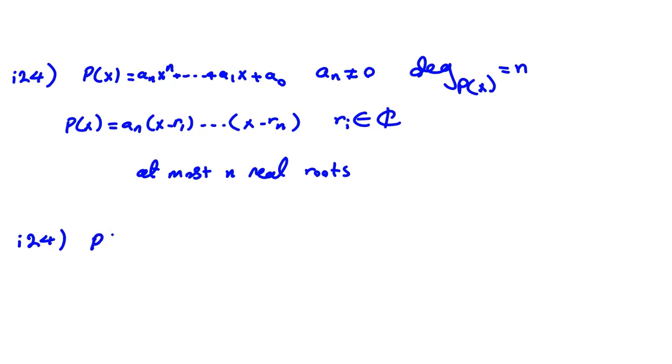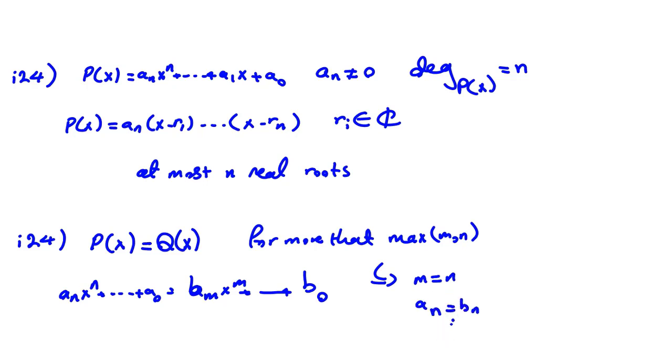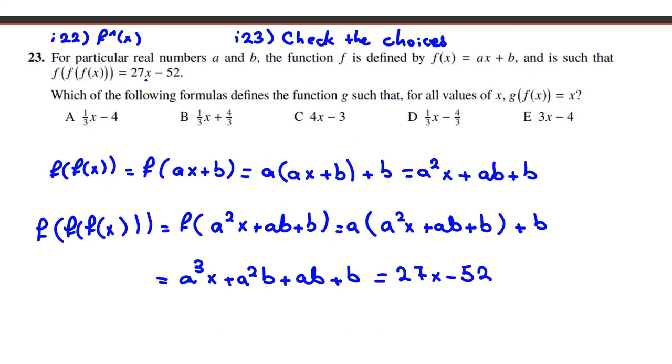And now, if you have, for example, p of x equals q of x, where p of x has degree n, a_n x^n plus ... plus a_0, and q has degree m, b_m x^m plus ... plus b_0. If they are equal for more than the maximum of their degrees, then we conclude they are exactly the same: m equals n, and a_n equals b_n up to a_0 equals b_0. Like this one, it says they are equal for more than the degree. The degree is 1, so we can consider the corresponding coefficients are equal.